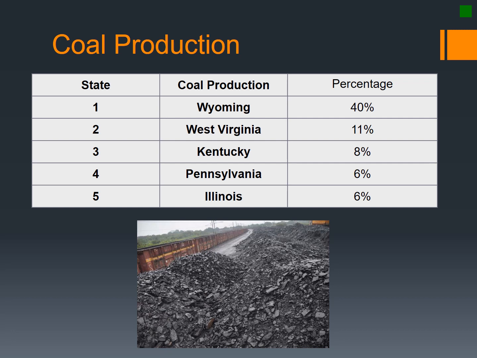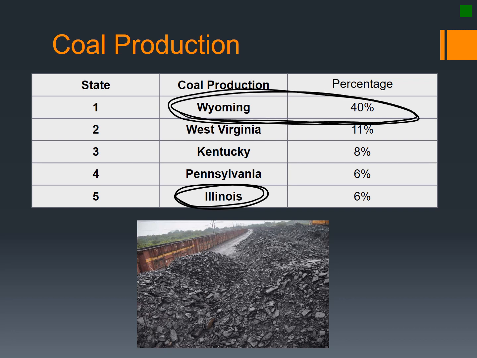Okay, then we've got some coal production. So what does coal production mean? Coal production is the act of actually taking it out of the ground. So even though Illinois was number two on the list for reserves, Illinois is actually number 5 on producing coal, so digging it out. Even though we have a lot, we're not number 1 in digging it out. So you've got Wyoming, West Virginia, Kentucky, Pennsylvania. If you look at where most coal is dug, it's done out west, in Wyoming.